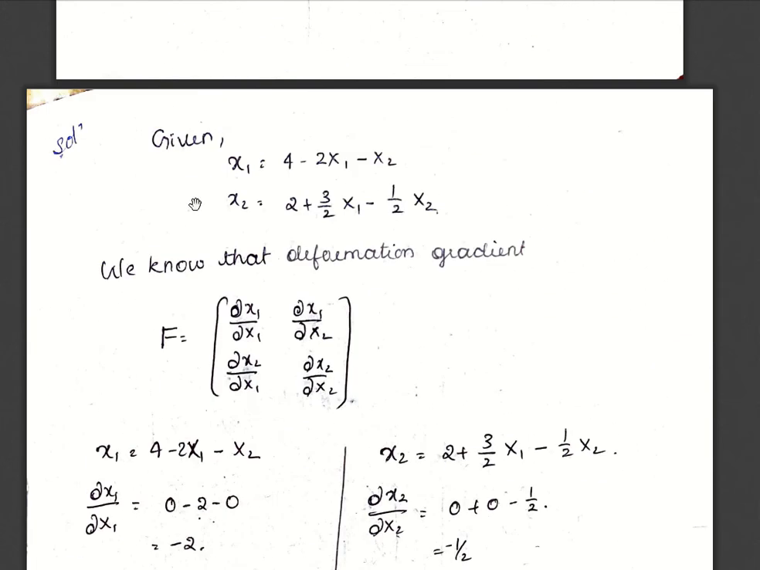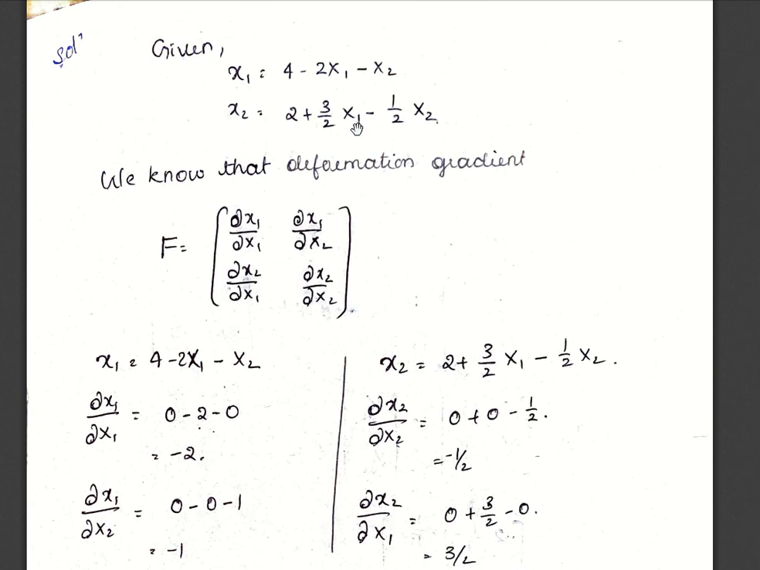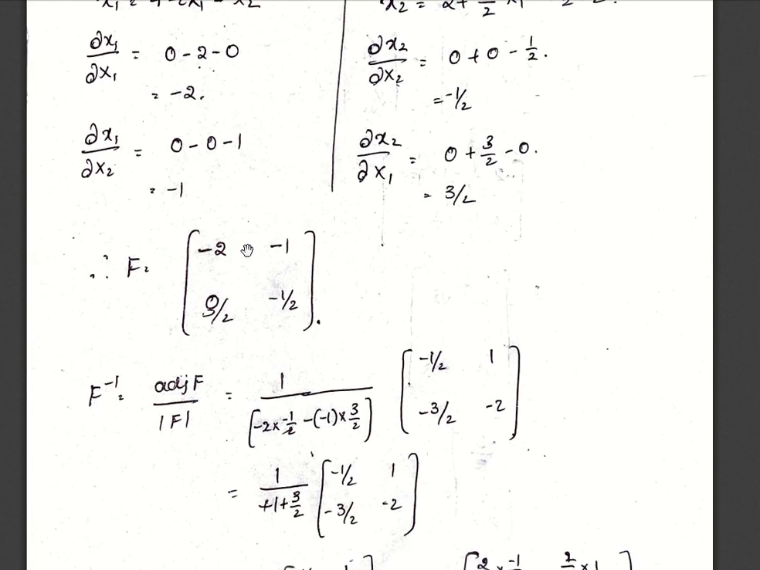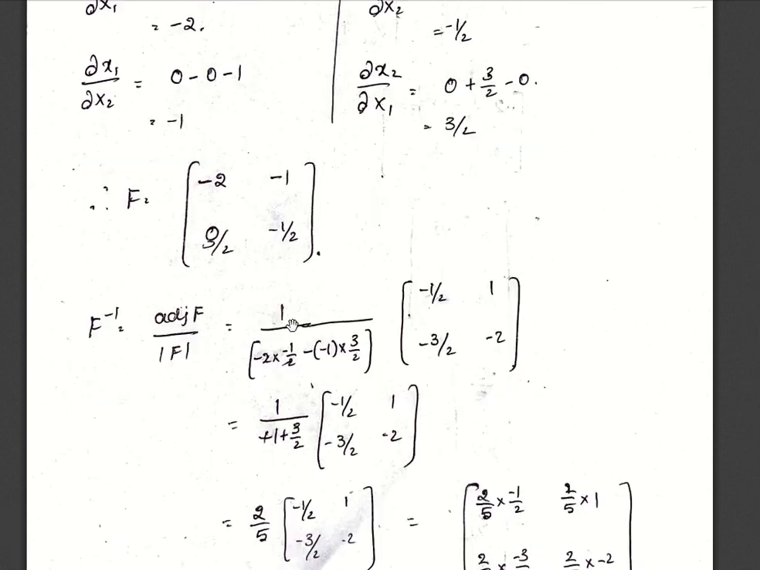Given these are the equations in the problem: x1 is equal to 4 minus 2 capital X1 minus capital X2, and x2 is 2 plus 3 by 2 capital X1 minus half capital X2. So we know the deformation gradient is this. Just like in the previous problem, if we do that, we can get all the components. So we get the deformation gradient: minus 2, minus 1, 3 by 2, minus 1 by 2.